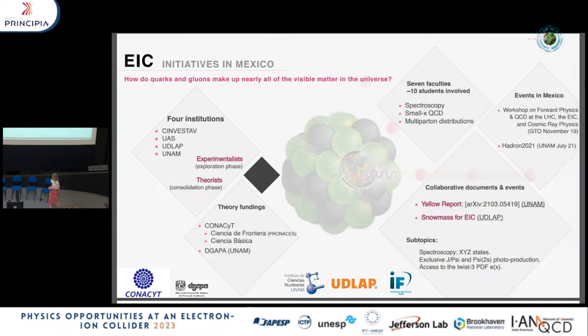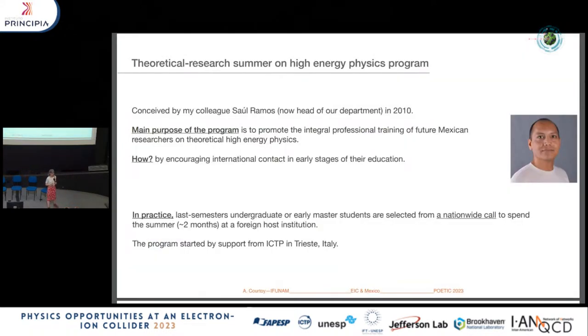Okay, so now let me just make a case. Those are slides I prepared to convince other people to find funding for our students, and we have this wonderful program that we call Verano Científico, which means scientific summer stay, so it's internships. We organize that for theorists, and I think there is another program for experimentalists that might have been funded by you. I don't know who's funding that. So I will just talk about the theorists.